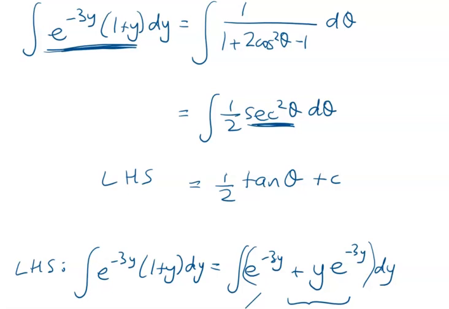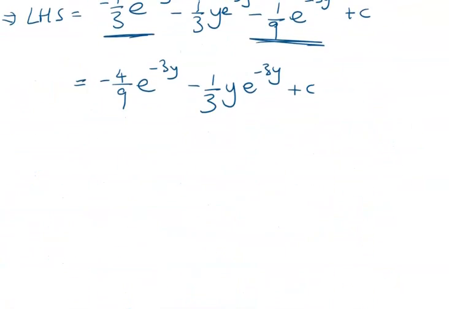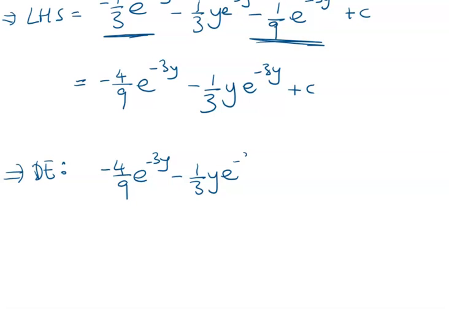If we go all the way back up here, we've now got our left-hand side worked out and it has to equal half tan theta plus c. So what do we have? Negative 4/9 e to the negative 3y minus 1/3 y e to the negative 3y is equal to 1/2 tan theta plus c. Okay, so I've collected up all of my constants of integration into one term, and we just have to substitute in now.